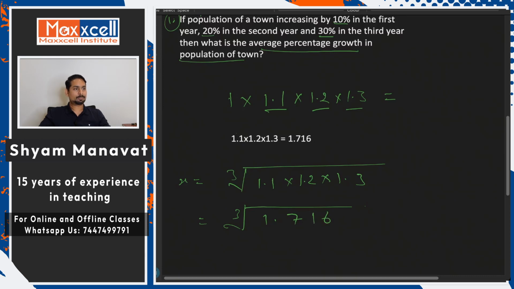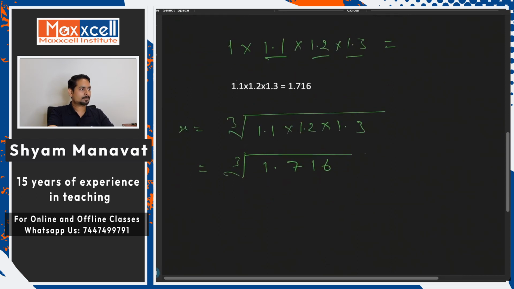Now we need to calculate the cube root of this. I will not address the problem of how to calculate the cube root here. That we will see in one of the next questions in which I will only talk about how to calculate square roots and cube roots of certain numbers. So here I will just say that if I calculate the cube root, I get approximately 1.1972.